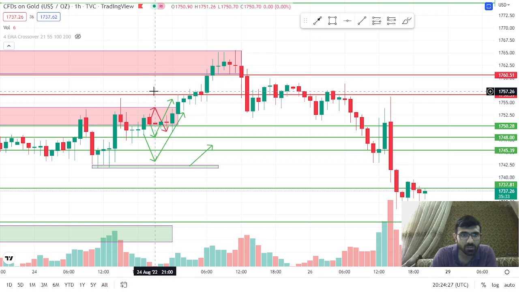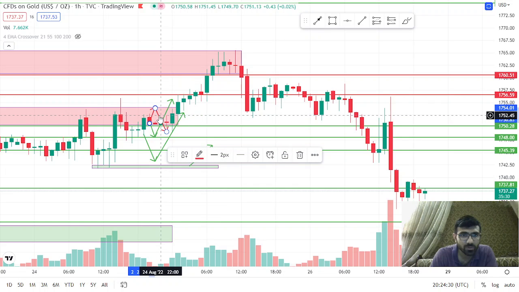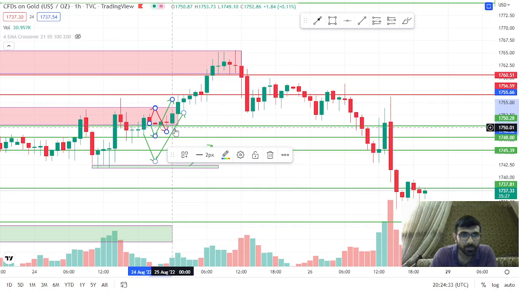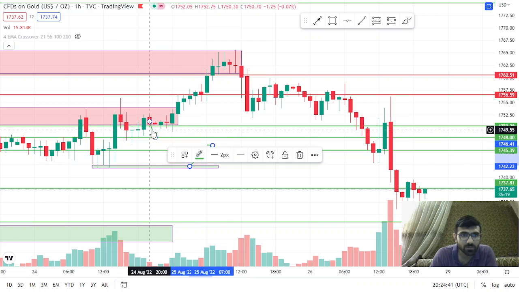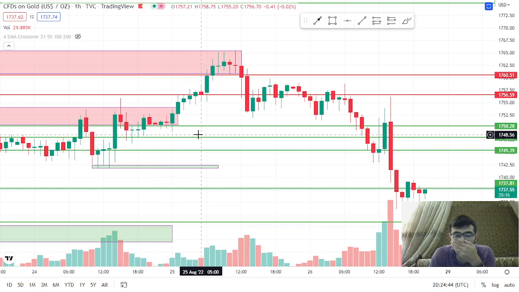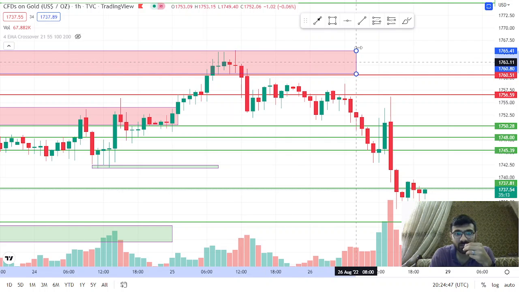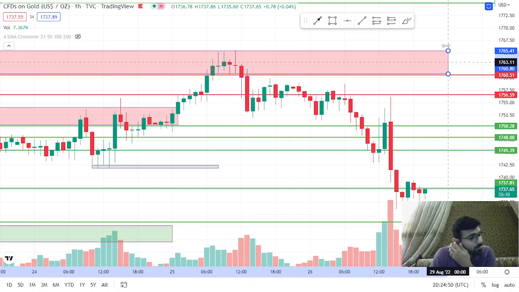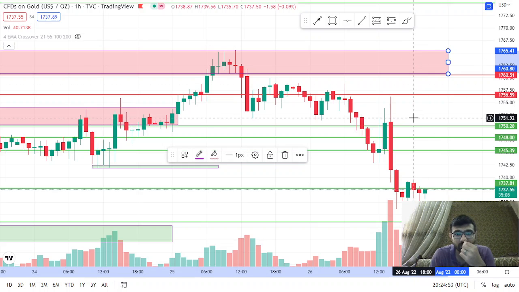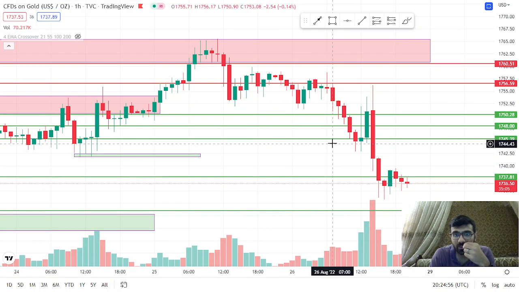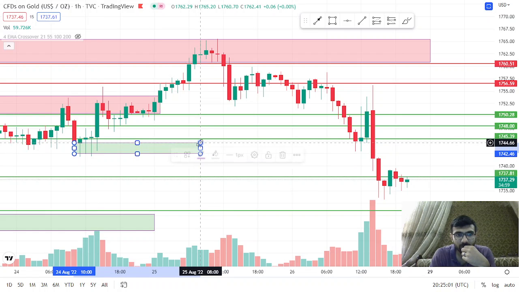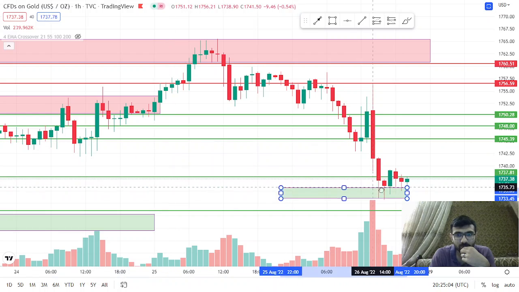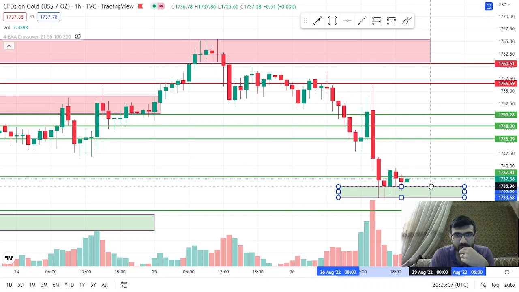Okay, so let me remove. Okay, so these are the last arrows. Okay, so what has happened is that this area of interest has been respected, so I am going to keep this area of interest. But now you can clearly see that this low has been taken out. So I am going to make a new support area which would be approximately over here.